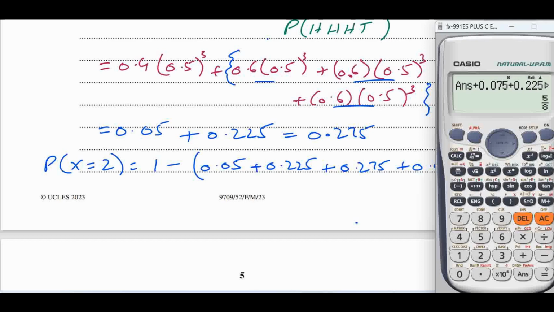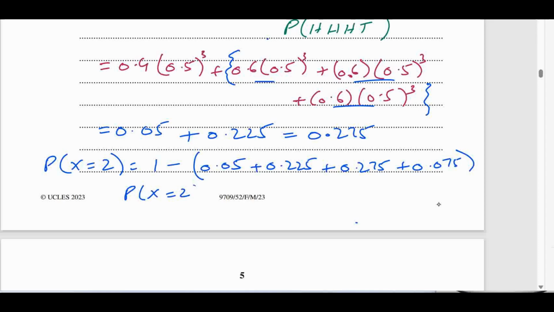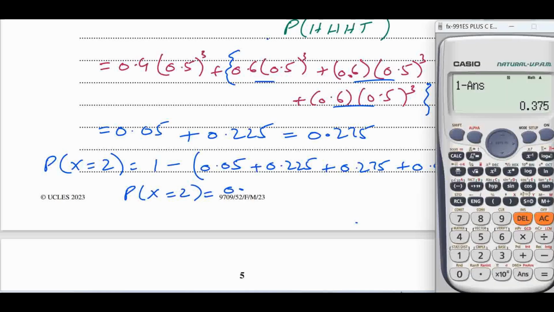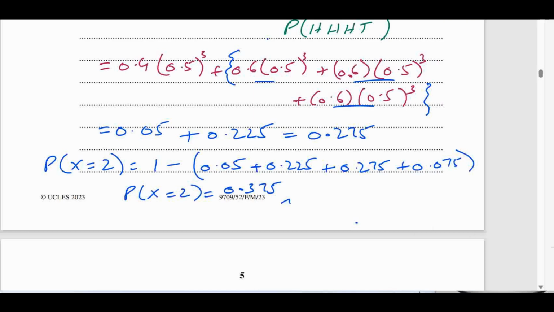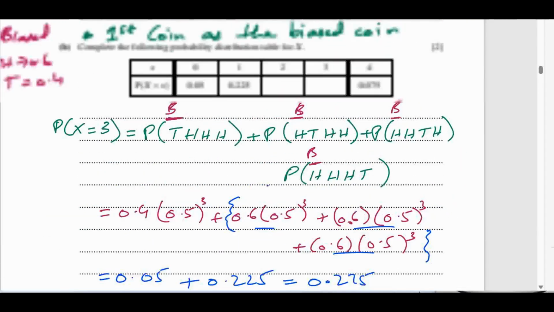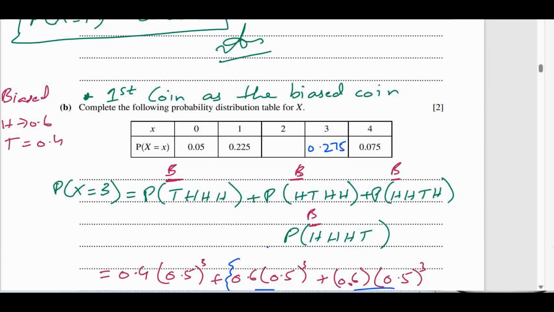0.05. so this will be equals to 5 by 8. so 0.625. so 1 minus 0.625, 1 minus answer, this will be equals to 3 by 8 or 0.375. so probability of x is equals to 2 will be equals to 0.375. so this will be the final answer. that is it for this part. Let's move on to the next question, next part.